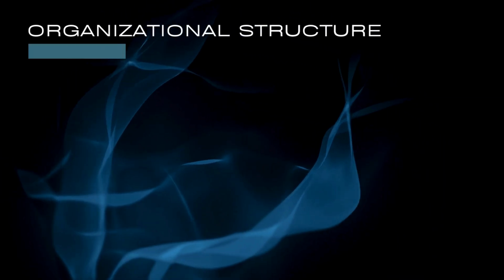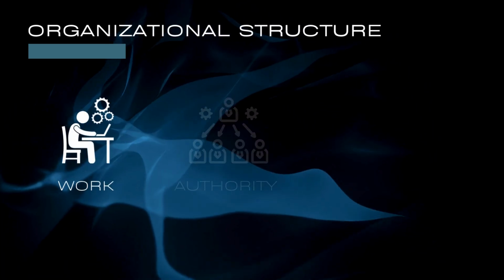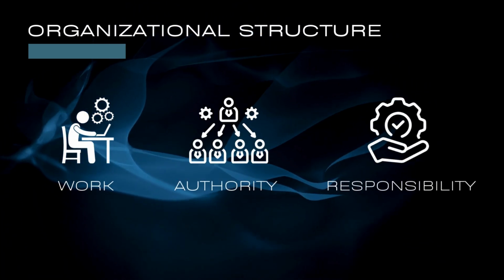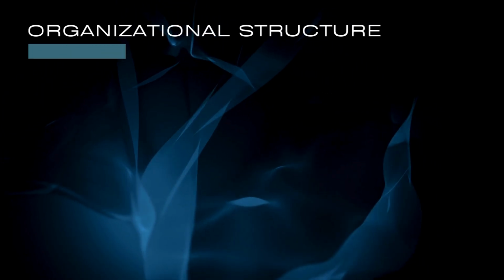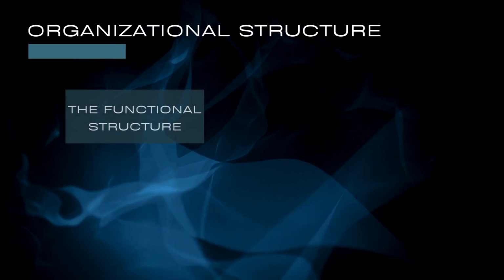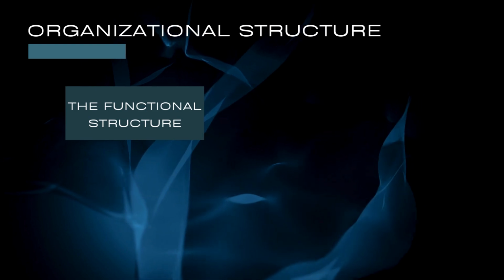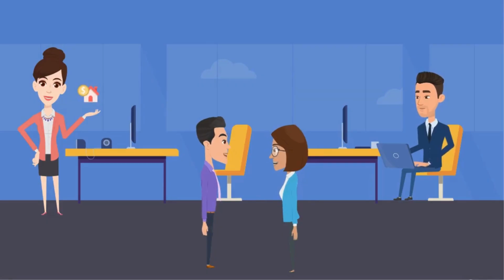Next, we will move to organizational structure. Organizational structure defines how work, authority, and responsibilities are distributed within a company. To better understand it, we will take a deep dive into the pros and cons. The functional structure is divided by specialized departments. Example, a manufacturing company with finance, HR, and marketing departments.